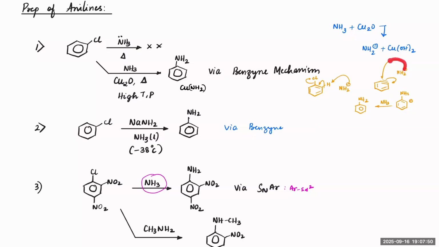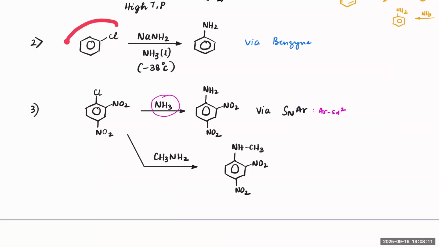Once you get a benzyne, NH2 minus will attack, the pi bond will shift, and you get this minus charge. That minus will take H plus from ammonia and you'll get aniline. Clear? Next, if you have chlorobenzene, react it with NaNH2 in the presence of NH3. NH2 minus will take away this H plus, then Cl will go away and you'll get a triple bond. Thereafter, again NH2 minus will attack via the benzyne mechanism, and you will get the aniline form.